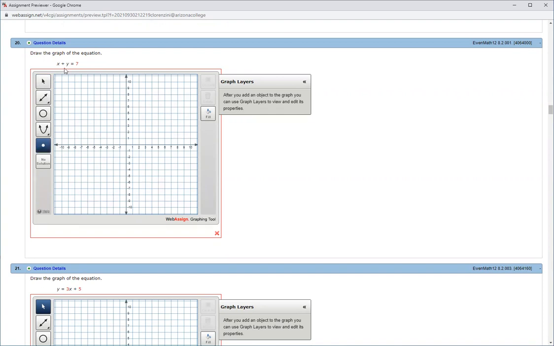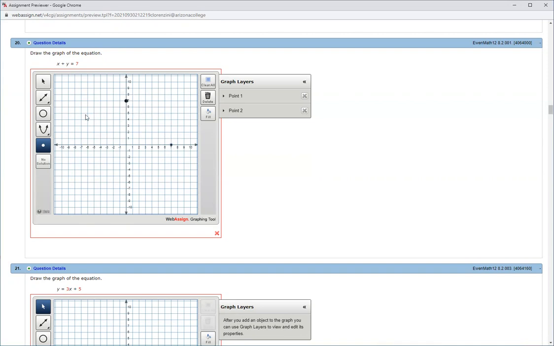So x plus y equals 7. I can plot the intercepts real easily. If x equals 0, y is equal to 7. So I have a point here at 0, 7. When y is equal to 0, x is equal to 7. So I've got the point 7, 0. Both of these points are going to fall on my line.